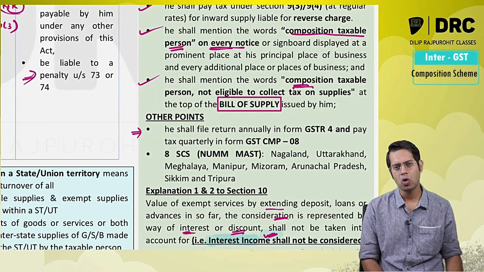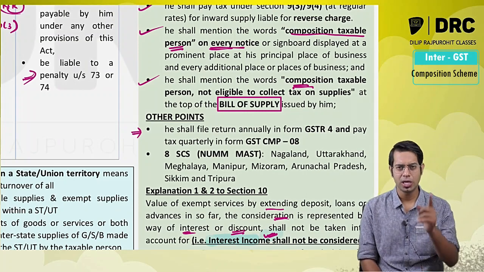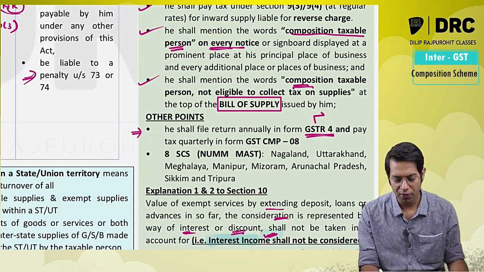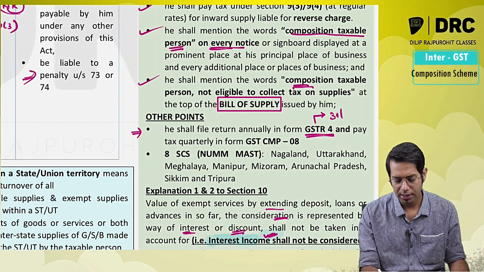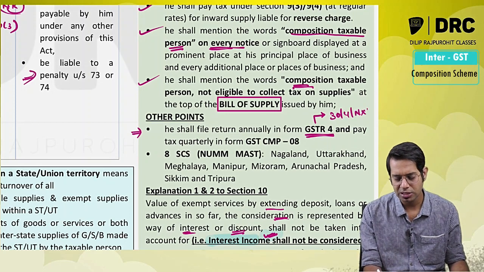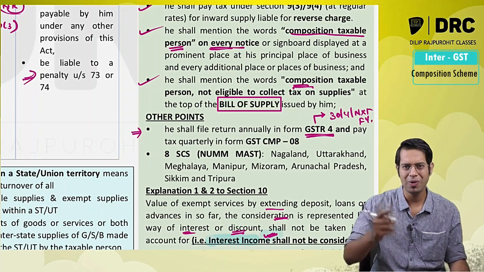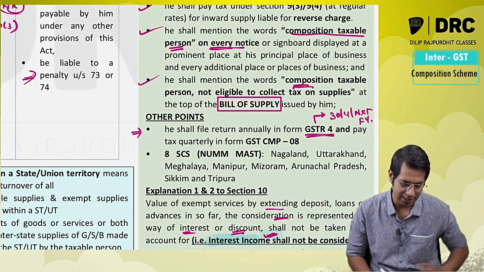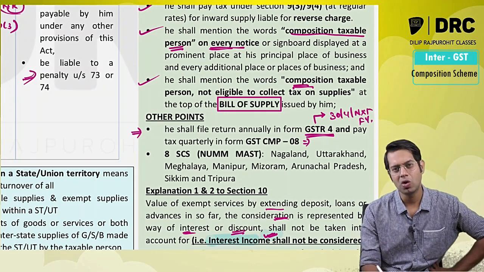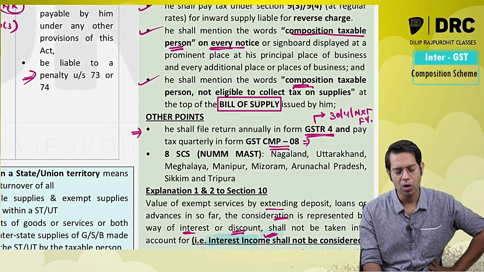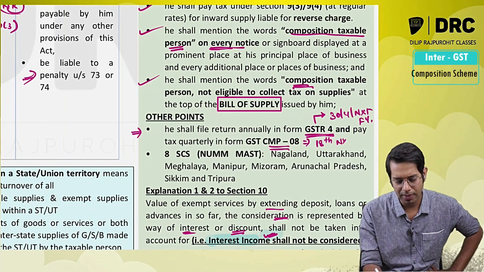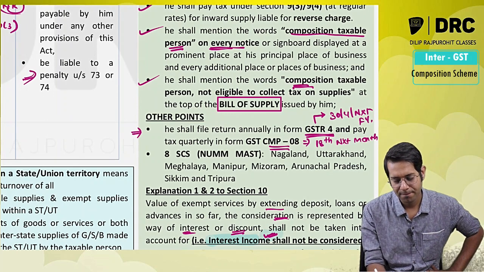Then other points with respect to the composition scheme: a composition dealer has to file a return called GSTR4. This return is required to be filed once in a year, and the due date of filing this return is 30th April of the next financial year. So once the financial year is ending, the last date is in the April month of the next year. And he has to make the payment of taxes to the government on a quarterly basis by using the form called GST CMP 08, and the due date for making the payment of tax is 18th of the month following the quarter.